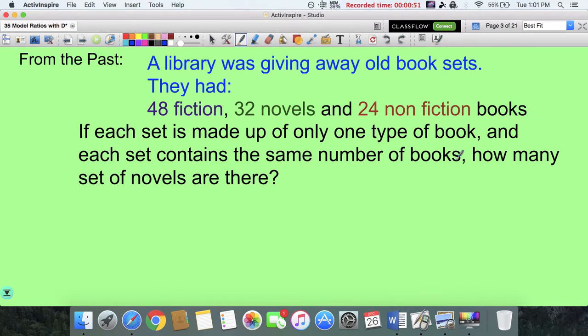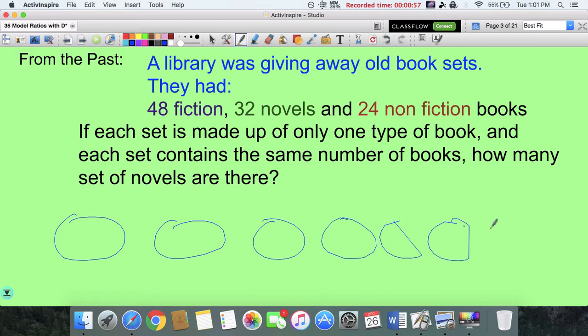You want to put these books in, and I'm just going to make some random circles. I want this to be all made up of fiction books: fiction, fiction, fiction, fiction. I want every box to be of just one type. And if this has, let's say, 7 books, this box should have 7 books. This one should have 7, this one 7, this one 7.